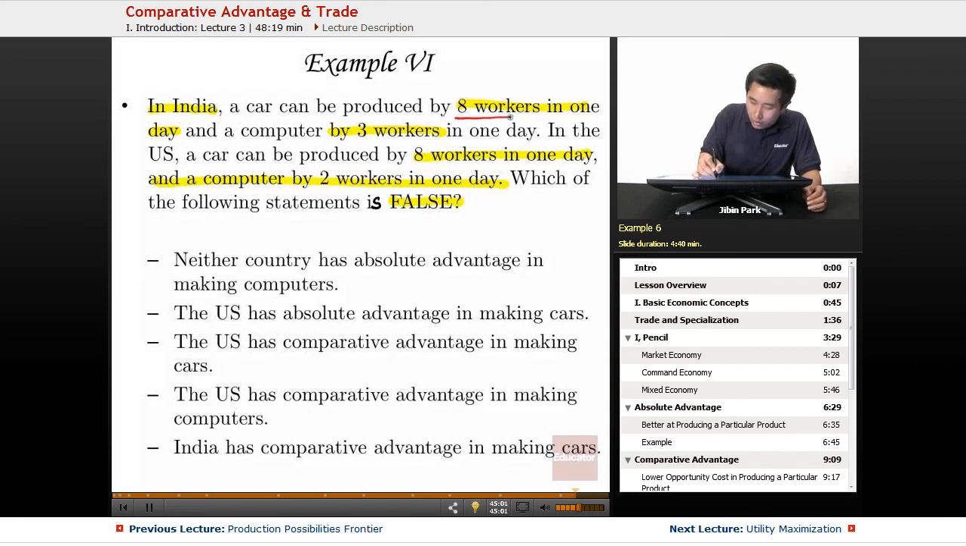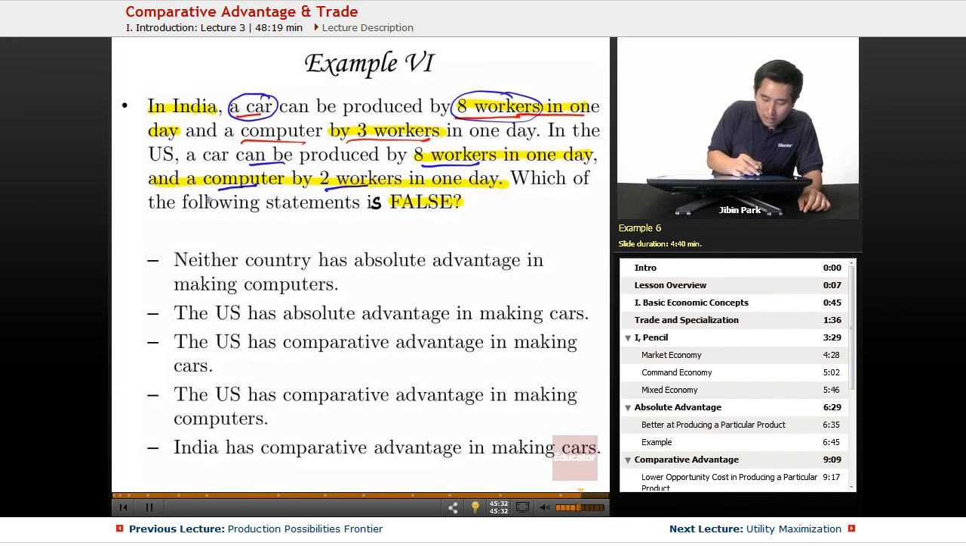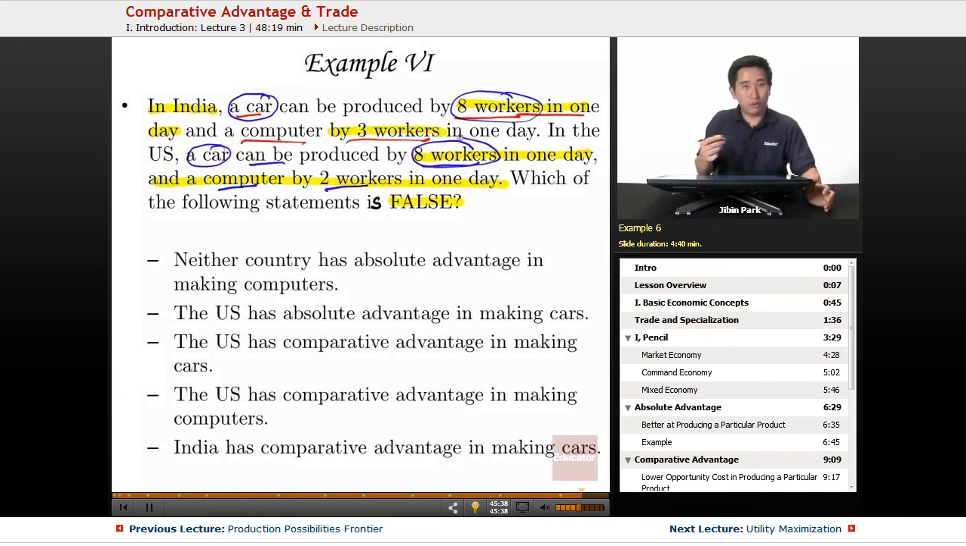So in India, 8 workers are used to make a car, or 3 workers are used to make a computer. And in the US, 8 workers are used to make a car, and 2 workers are used to make a computer. So what you see here is that in India, a car requires 8 workers, and in the US, a car also uses 8 workers. So they're equal. So the production is equal, and assuming the quality is the same, then you have a tie here.